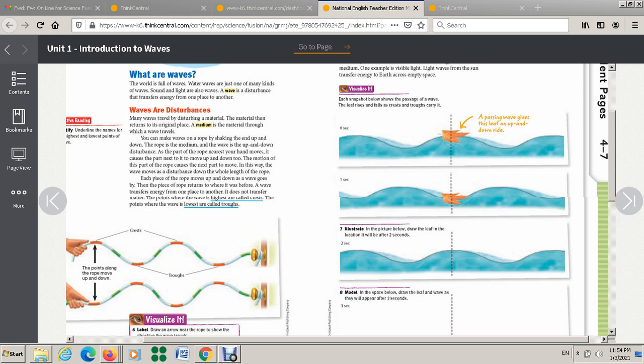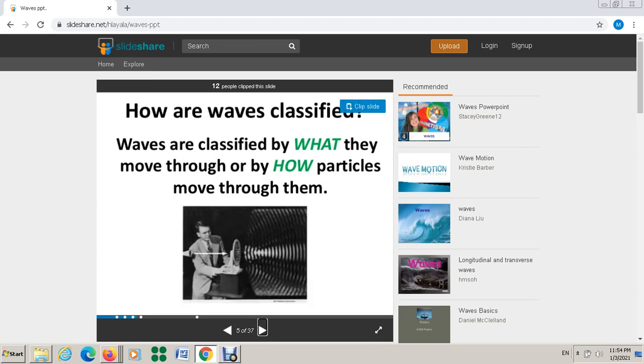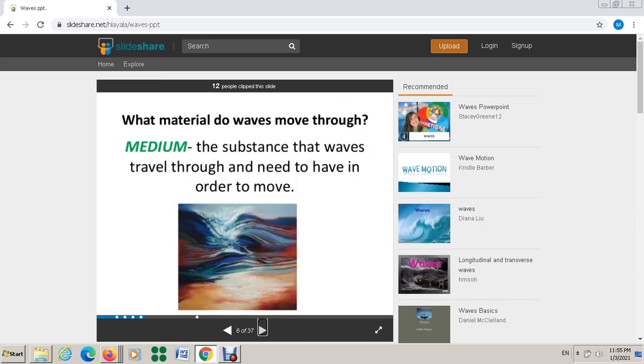How we classify the waves depends on whether they need a medium to travel through or not. I'm going to show you this one here. Waves are classified by what they move through or how particles move through them. I want to talk about the first classification, what they move through. We have mentioned that the medium is the substance that waves travel through and need in order to move.